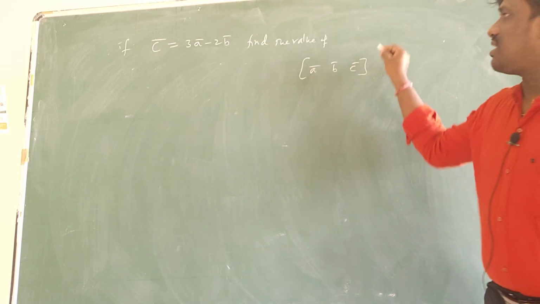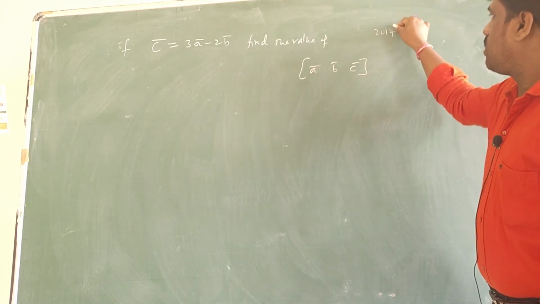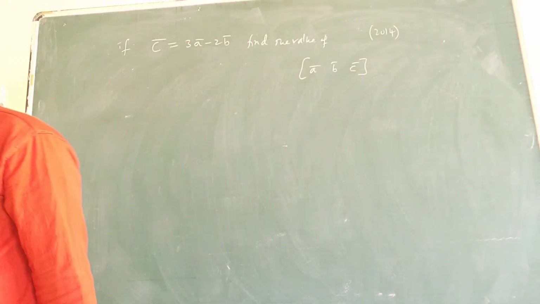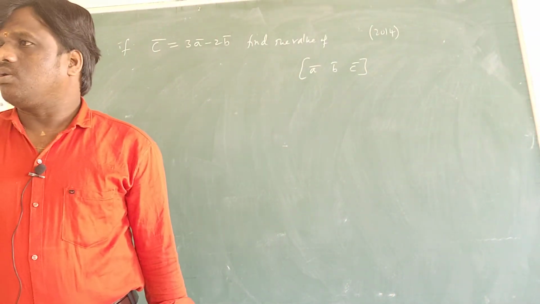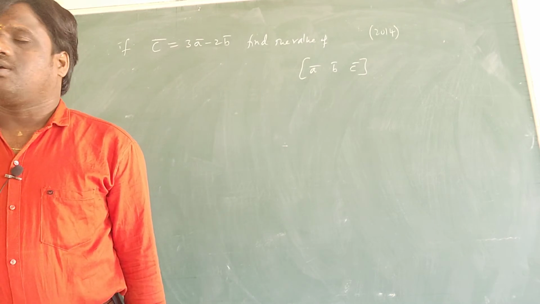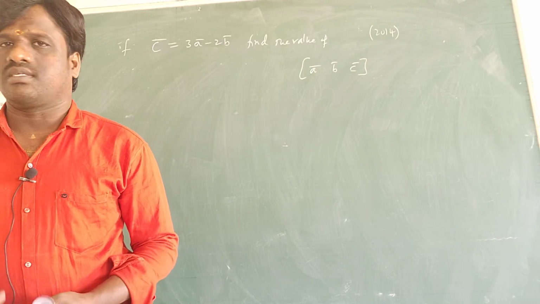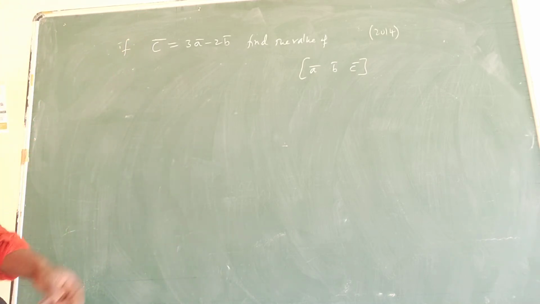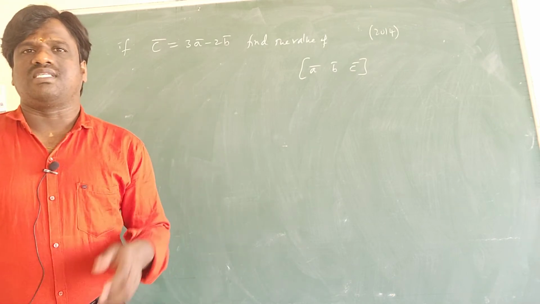Now this is a question asked in 2014 again. The question is, understand this concept, I will post that again and you watch that. You will understand the complete version, like why we are writing these boxes. See, C vector is equal to 3A vector minus 2B vector. Find the value of box ABC.